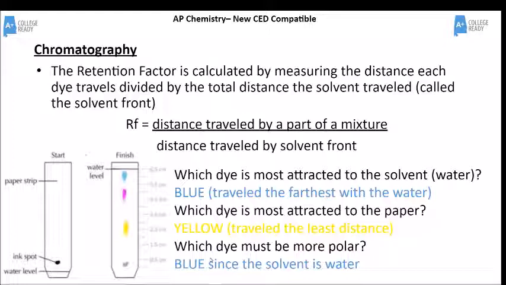So which one went the fastest? The blue one. That makes it probably the most polar. Which one really liked the paper? Or on the other hand, which one didn't like the water? The yellow one.